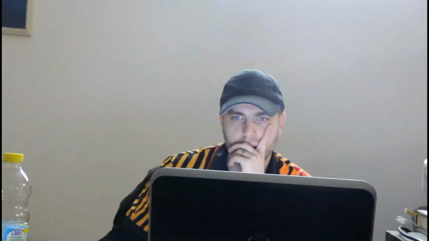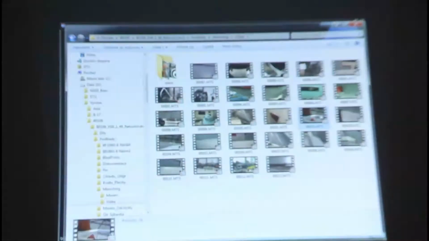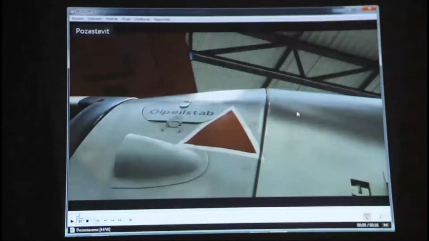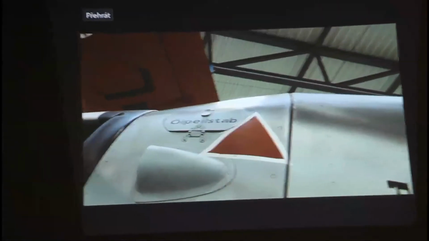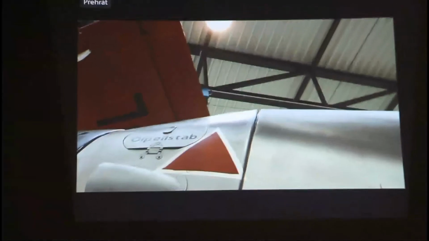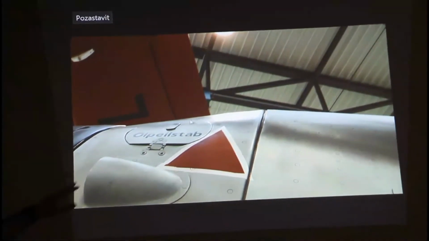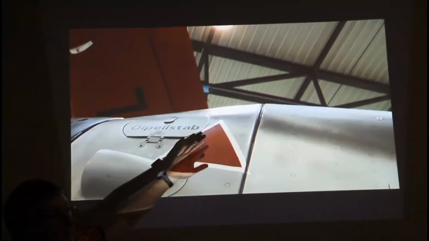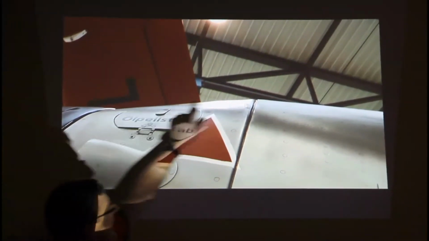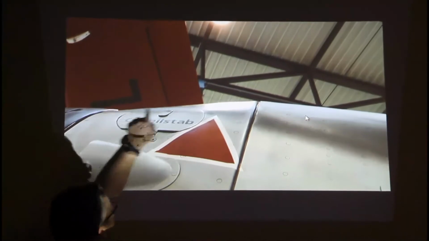Okay, you can see some videos or movies taken during our research. So you can see the shape of the nose here. It's not streamlined, but it is not tangent. It is like this.